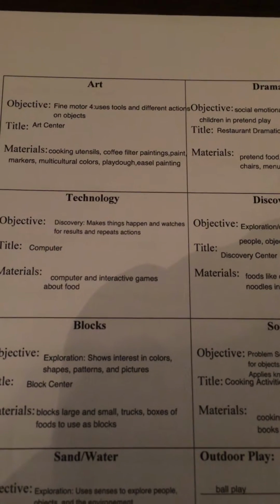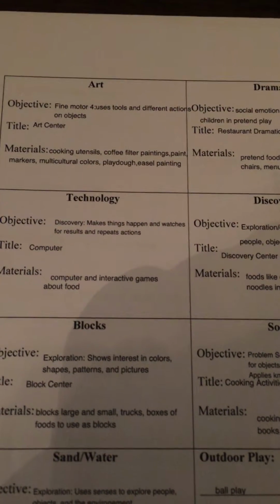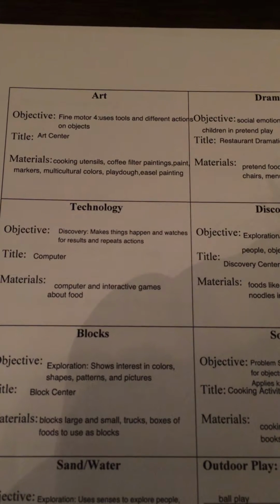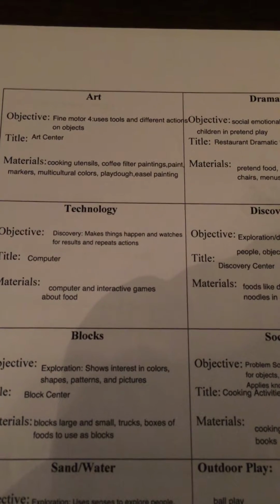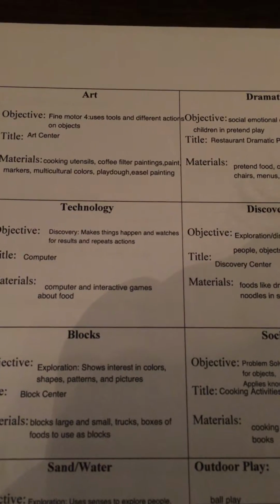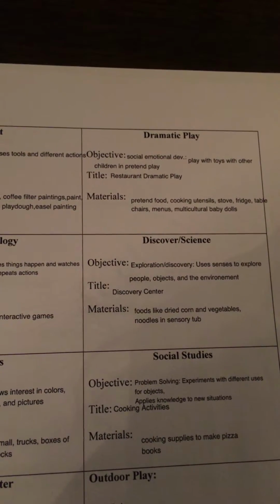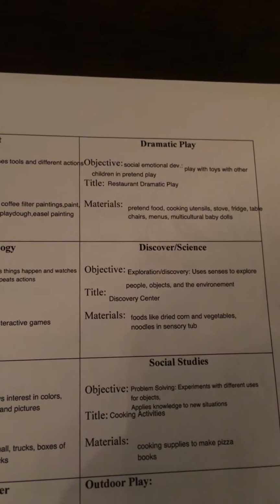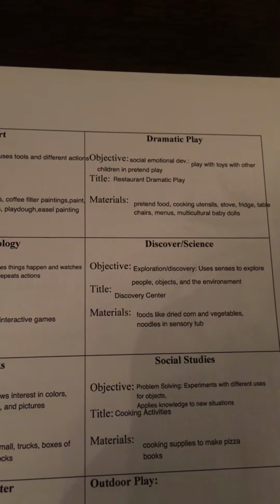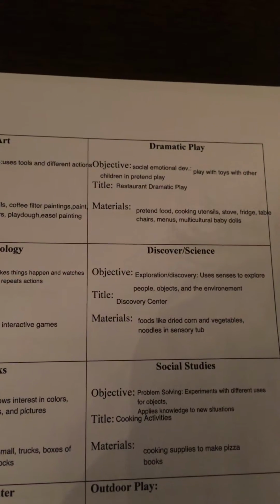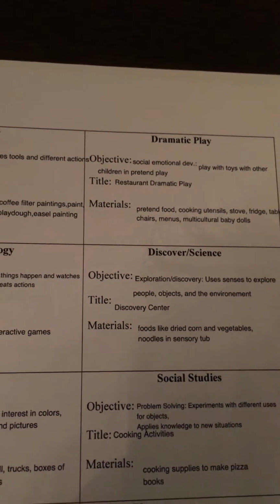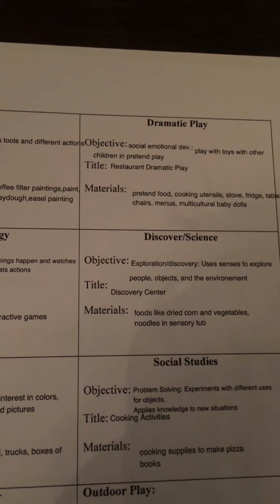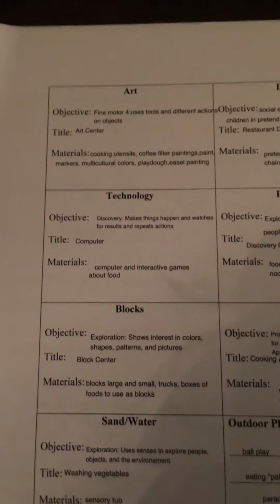As for technology, for this age group, I would possibly try to have a computer, and so this computer would have interactive games about food. This would be an objective of discovery, which is to make things happen and watch for results and repeat actions. For my discovery in science, I would have exploration discovery, uses senses to explore people, objects, and the environment, so that would be my objective. My materials would be foods like dried corn and vegetables, and maybe some noodles in a sensory tub.